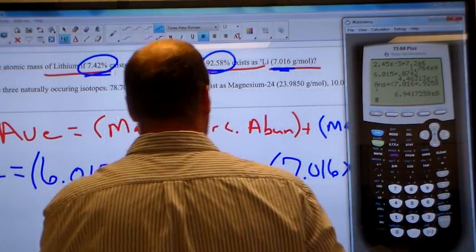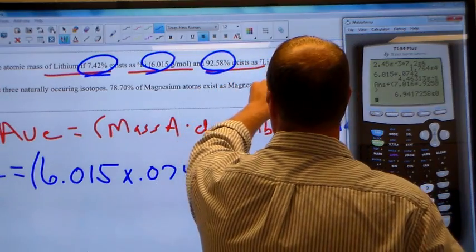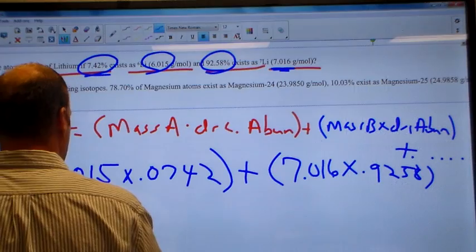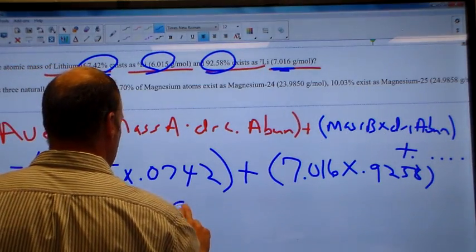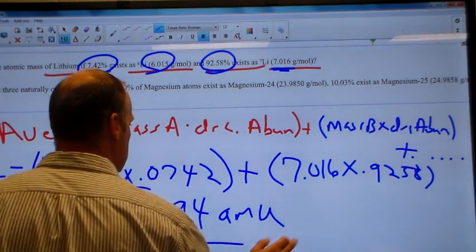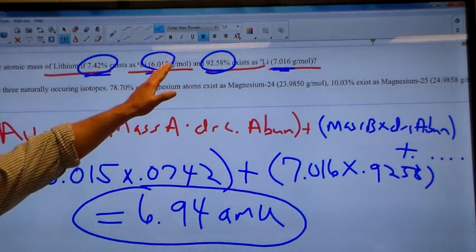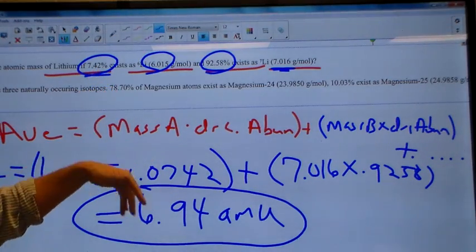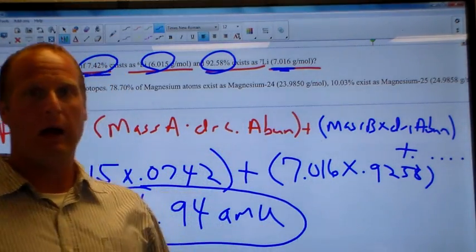How many sig figs? Got 3. 3 is my least number. Sig figs would be 6.94. So the average mass would be 6.94 AMU. Calculating the average atomic mass by taking the mass of the first isotope times its decimal abundance, change percent to a decimal, and add it to all the other isotopes.